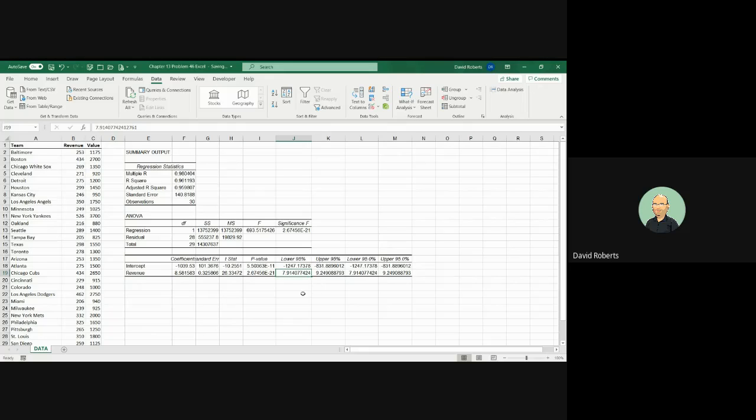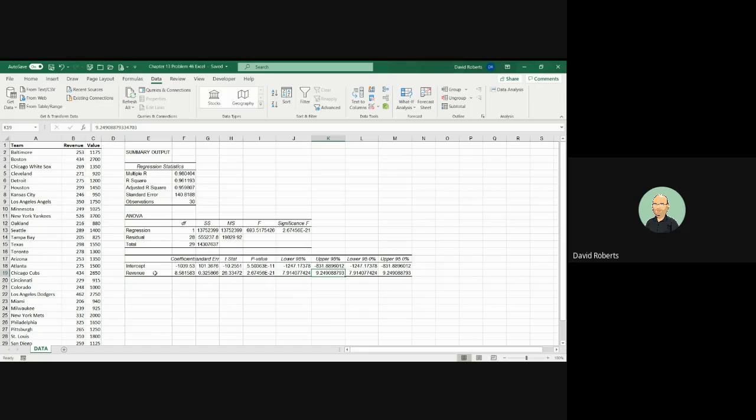Then we have our confidence interval. So the lower limit is 7.91. And this is again for revenue, which is the slope, to an upper limit of 9.249 or 9.25. You can also have the same thing for the intercept, but we're not asked for that in this particular case. And usually it's the slope that is the most important.